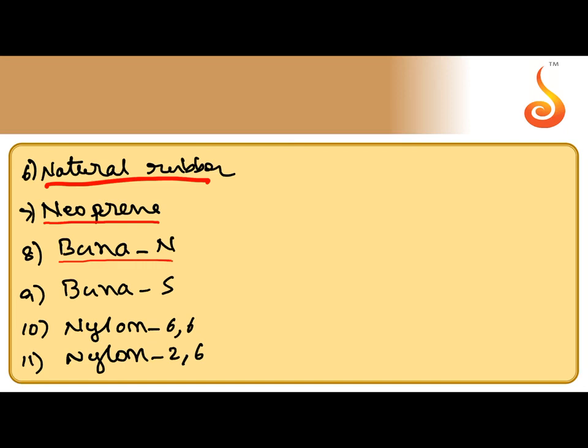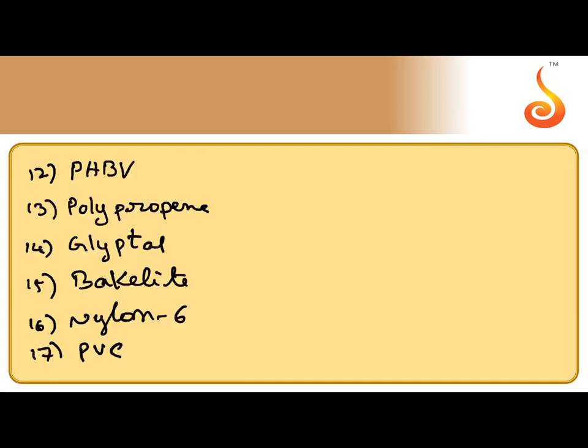Buna-S rubber: butadiene and nitrile are the monomers. This is a copolymer and sodium is the catalyst. Styrene and 1,3-butadiene both are monomers and sodium is the catalyst. Like that, nylon 6,6, nylon 2,6, PHBV. This is a biodegradable synthetic polymer.